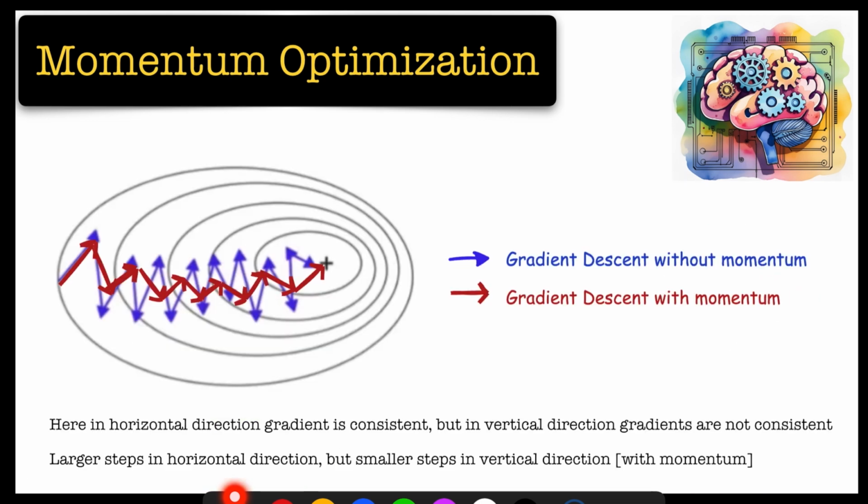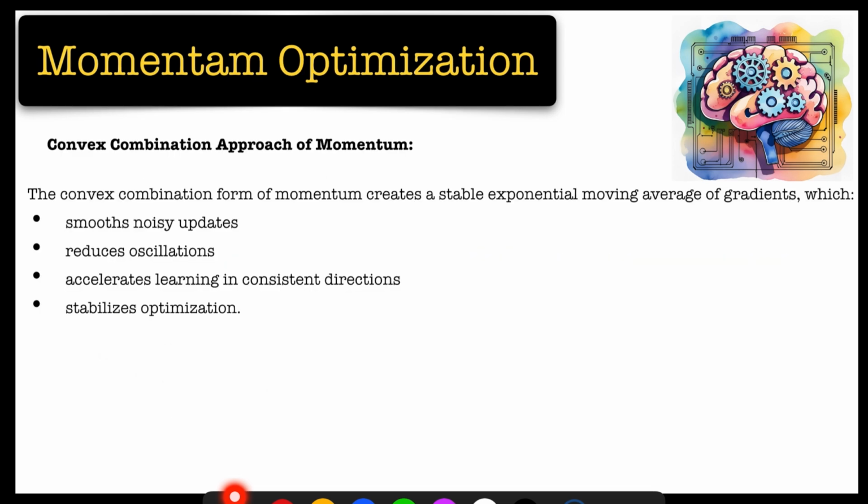Now here you see, in blue we have the gradient descent without momentum, which is a very noisy path, and here in red we have gradient descent with momentum. You see it's a much smoother path. In the horizontal direction the gradient is consistent, so we are moving towards the minimum. But in the vertical direction the gradients are not consistent. So with momentum we take larger steps in the horizontal direction but smaller steps in the vertical direction.